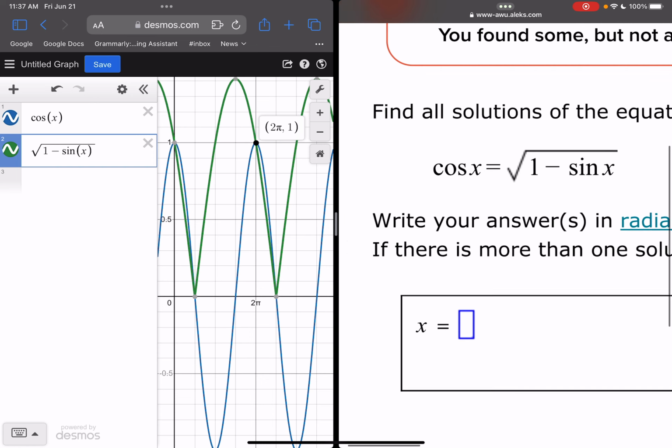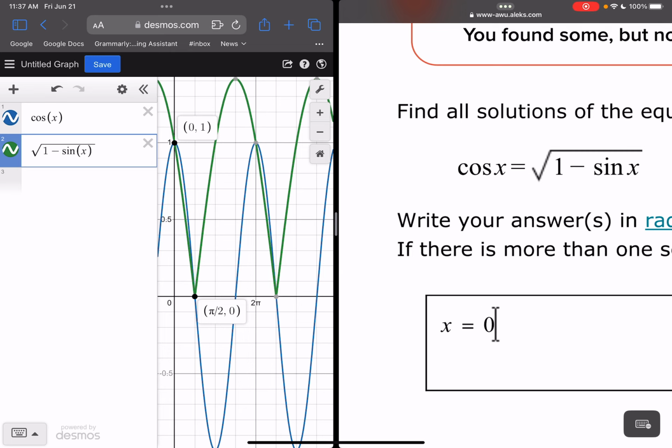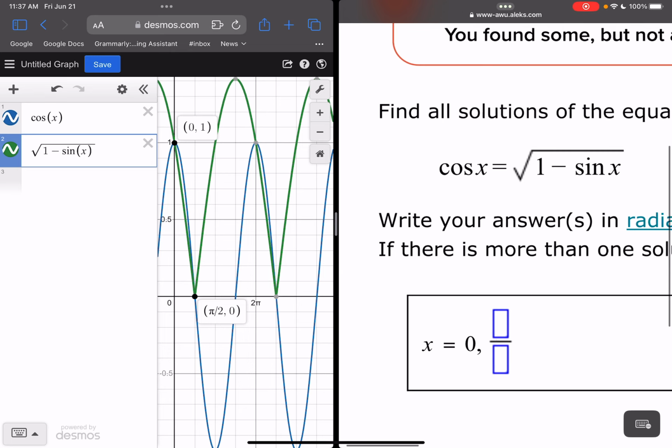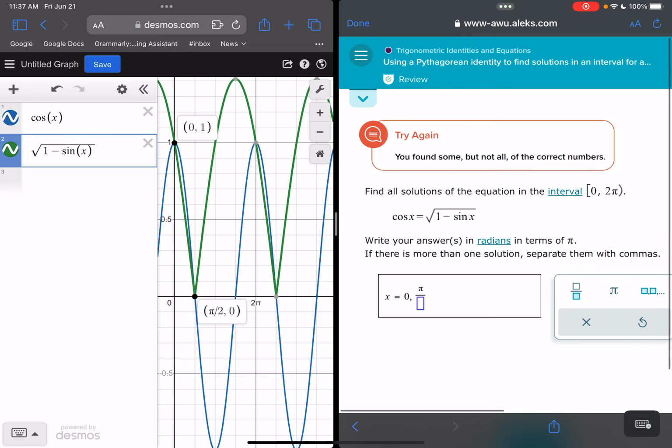So we're just going to input all the x's where they intersect. In this case, it's 0, comma, pi over 2. And then we don't include this one because it's 2 pi.